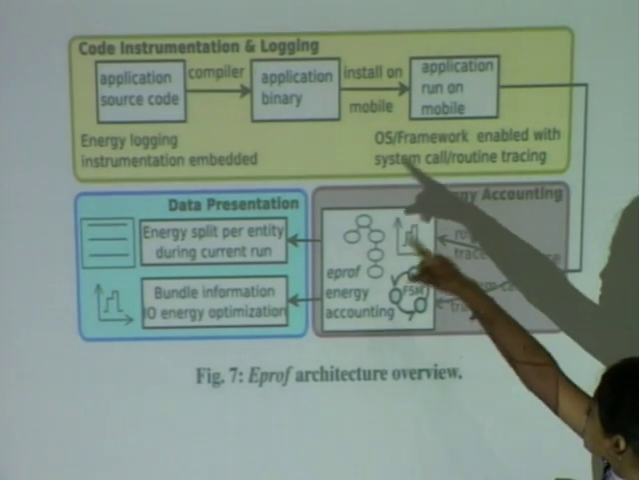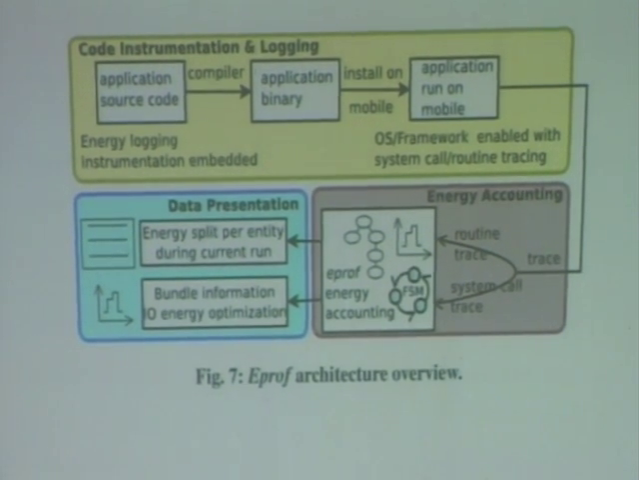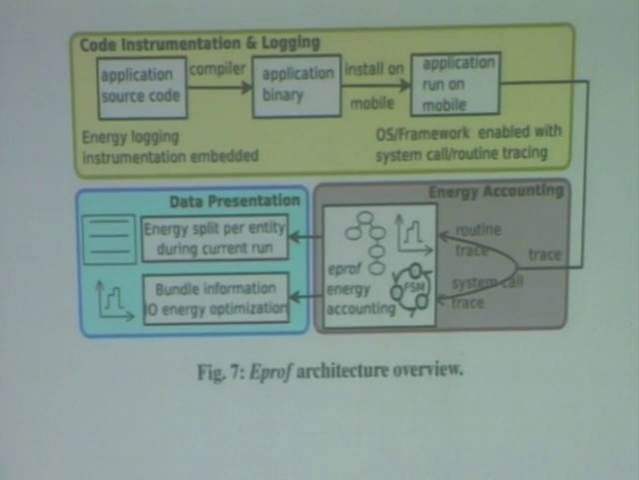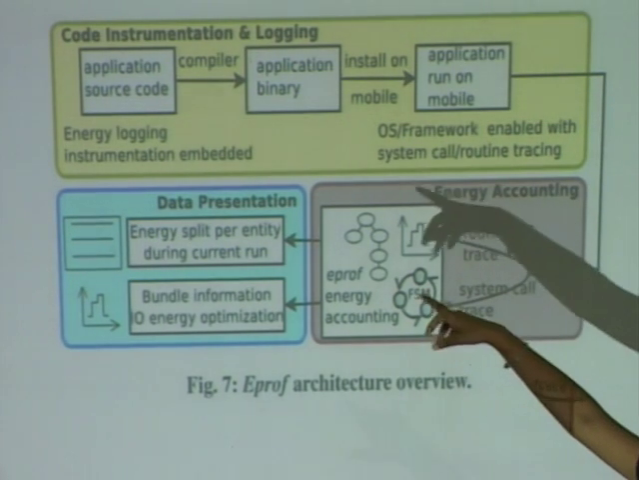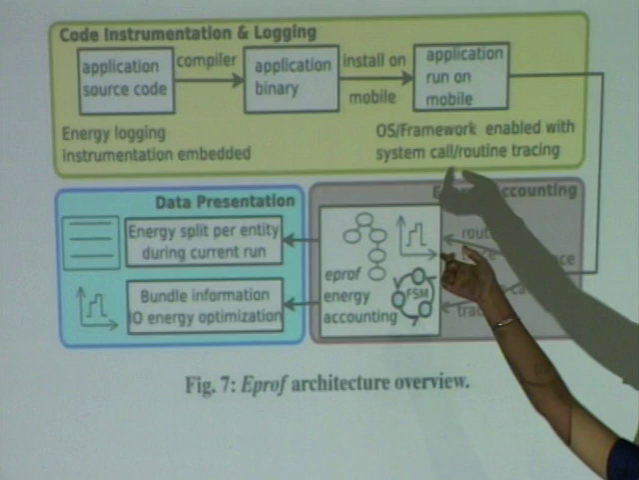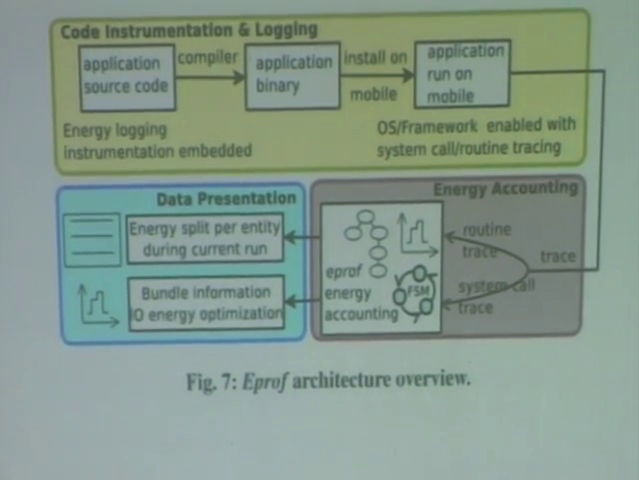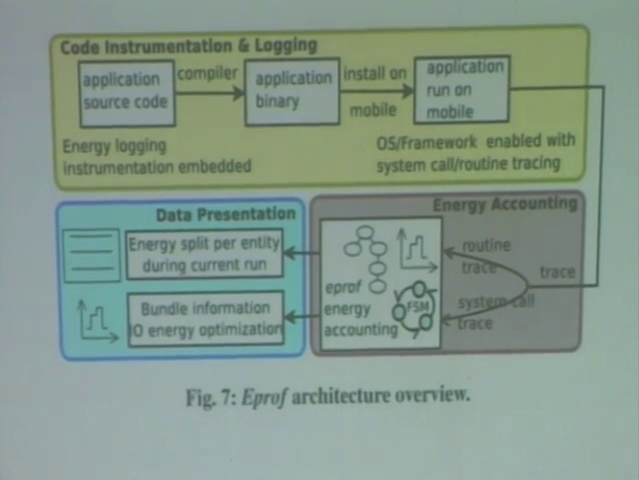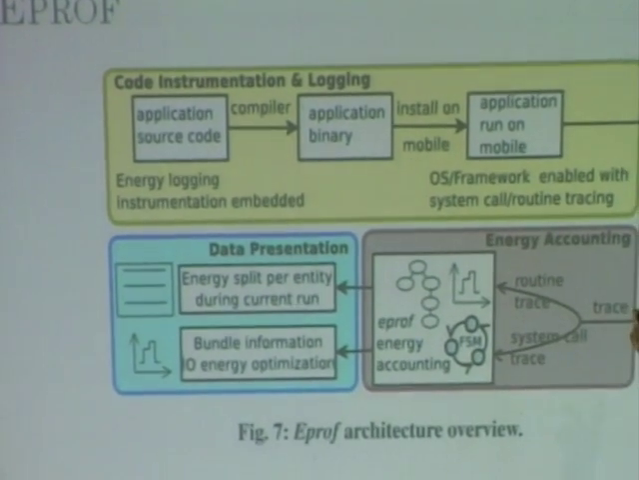First part is the code instrumentation and the logging. Now we have to trace the entities. If we want the details at the thread level, we have to trace all the threads. If we have to calculate for the processes, then we have to trace all the processes. So the code instrumentation has to be done, that is, the application source code has to be modified, and we have to add the logging code to log all the events, IO events, process IDs, thread IDs, etc. And then again we have to install it on our mobile.